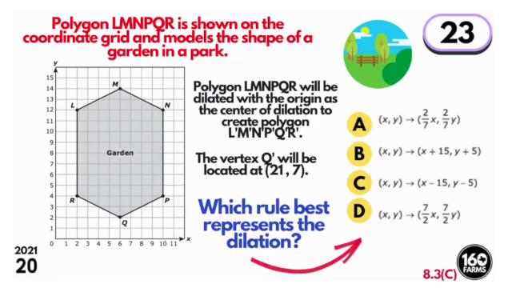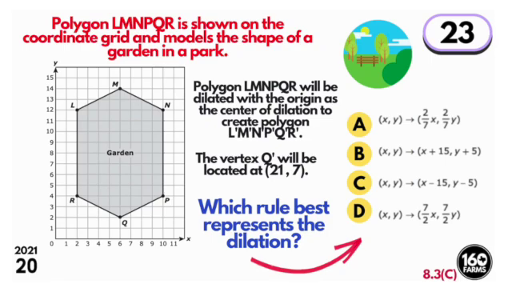Number 20, polygon LMNPQR is shown on the coordinate grid and models the shape of a garden in a park. Polygon LMNPQR will be dilated with the origin as the center of dilation to create polygon L prime M prime N prime P prime Q prime R prime. The vertex Q prime will be located at 21, 7. Which rule best represents this dilation?